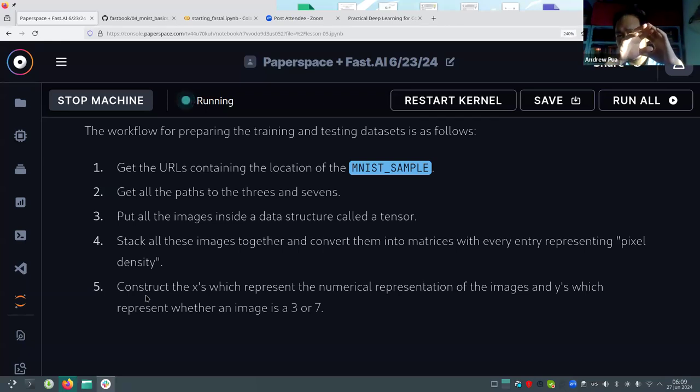And that would be the numbers representing the pixel density, and then you have, as part of the last entry, a Y value which represents whether the image is a 3 or 7. So you have labels for the data that you have.